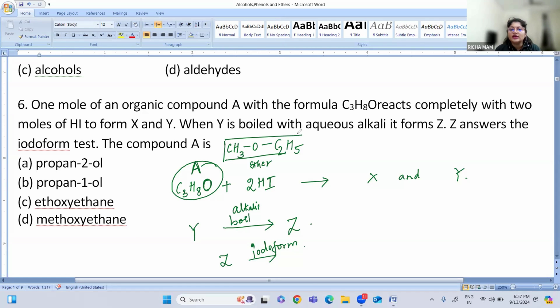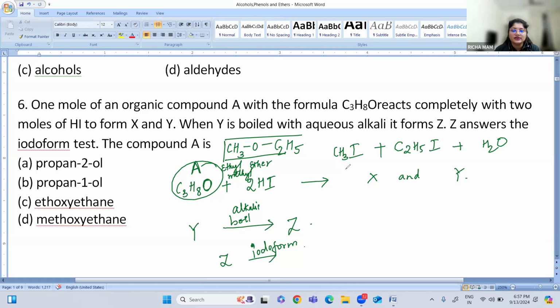This is your ethyl methyl ether. Now this ethyl methyl ether, if you treat it with excess of HI, what will you get? One product is where your methyl and iodide combine, and because there are two moles, again one ethyl iodide, plus water.